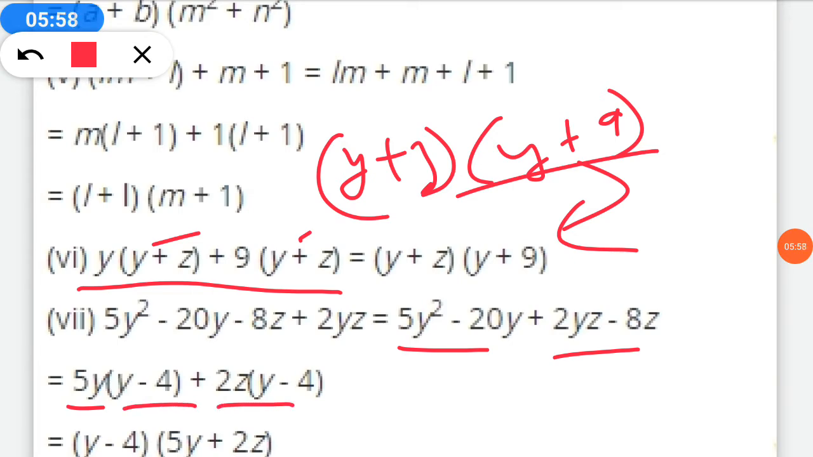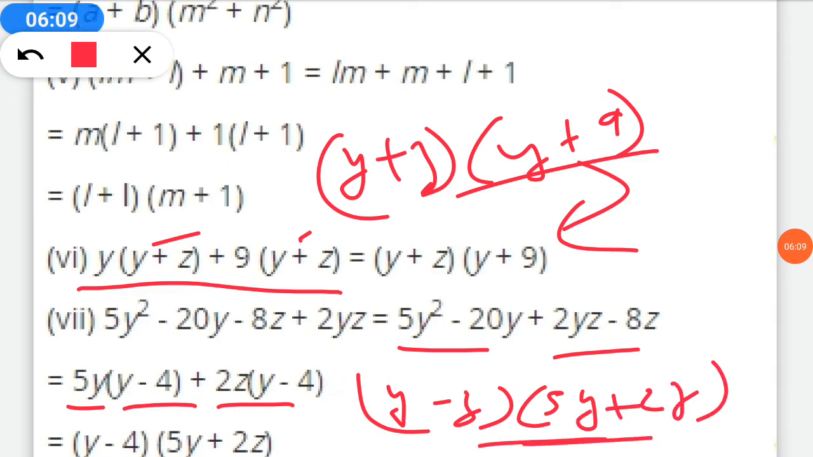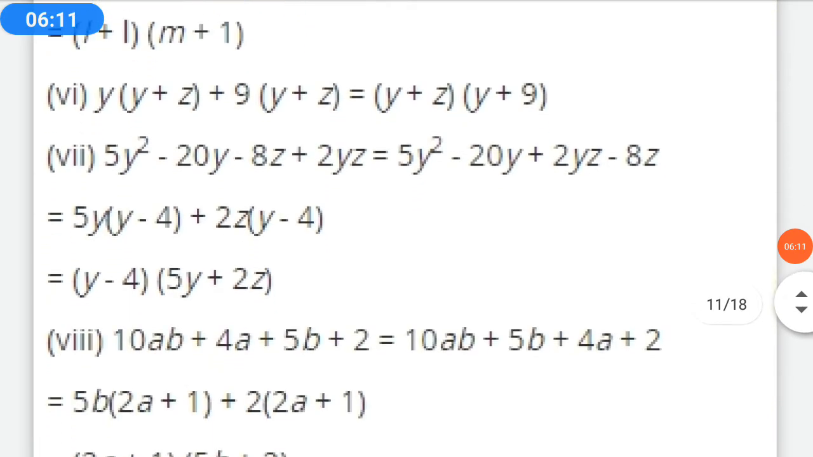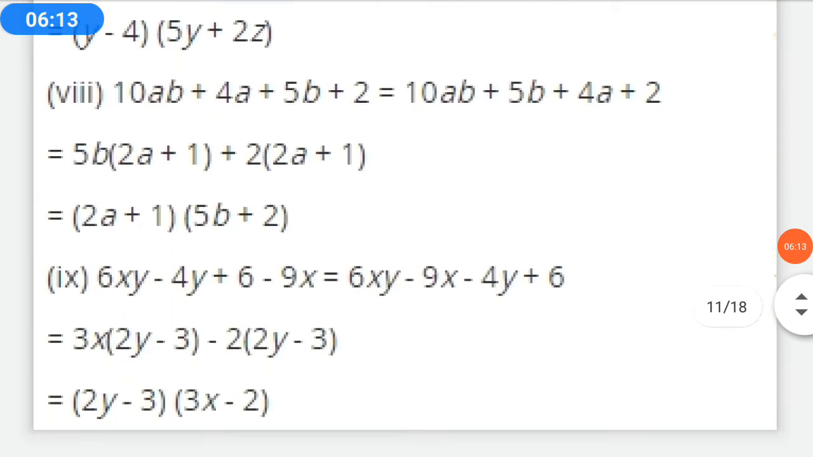When we take 2z as common, what is left? y − z. Now y − z is common in both the terms. So what is left? 5y + 2z is left, which is the answer. Clear to everyone? Then the 7th question, 8th part, question number 8.